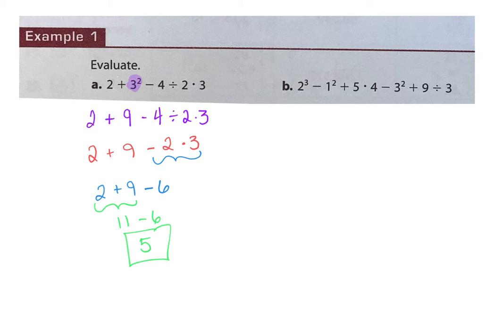And I promise if you do not do it in that order, you will get a different answer, and it will be the wrong answer. There's only one answer here. Let's look at the next one. The next one has multiple exponents. We have 2 cubed and we have 3 squared.